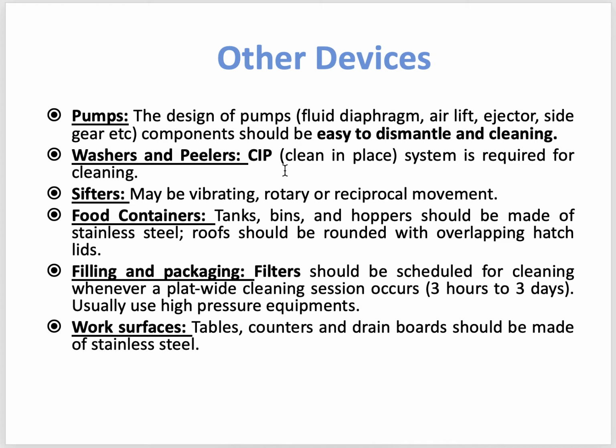What is the use of washers and pillars, we know. In the industry, the design is like that: this kind of equipment cannot easily be dismantled. It is a kind of fixed equipment, in its place. We cannot remove them, clean them and take them back to their original places, but still we need to clean them. So for equipment like washers and pillars, the cleaning should be clean in place type, CIP, clean in place.